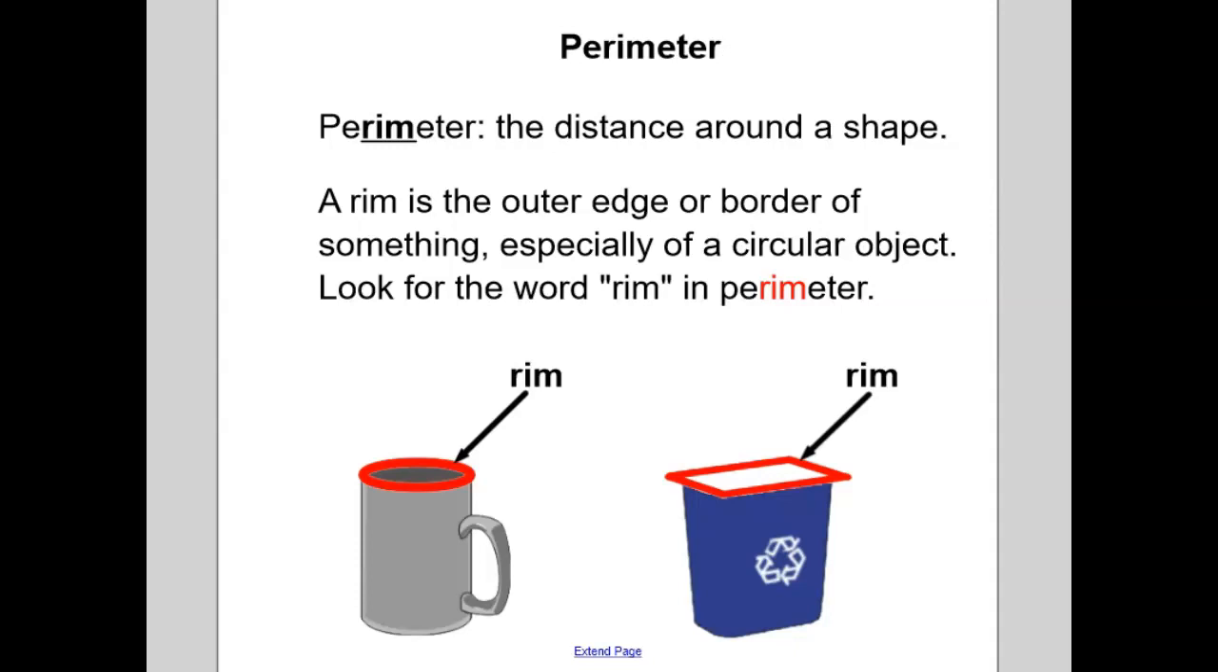A perimeter is the total distance around a shape. This is how Mrs. Moore remembers what perimeter means. You notice that perimeter has the word rim in it. Perimeter, we know, is the distance around the shape, and a rim is the outer edge or border of something, especially a circular object like a mug. Or the rim of our recycle bin would just be the outside edge or border of our recycle bin. So I remember rim as the distance around a shape or the outer edge or border of a shape. Lock that in your brain, please.